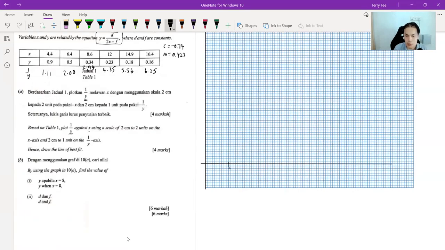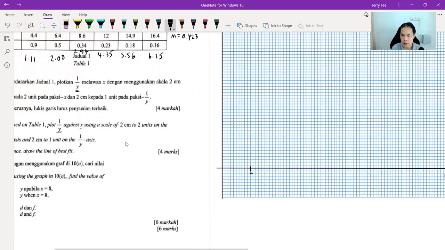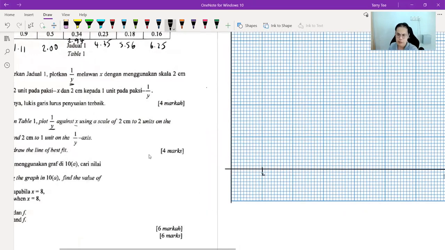This will be 2, 4. Let me zoom in a bit, it's hard for me to see. Maybe I should put my glasses on. Yeah, a bit hard to see. So this one is 4. The line is not very obvious.